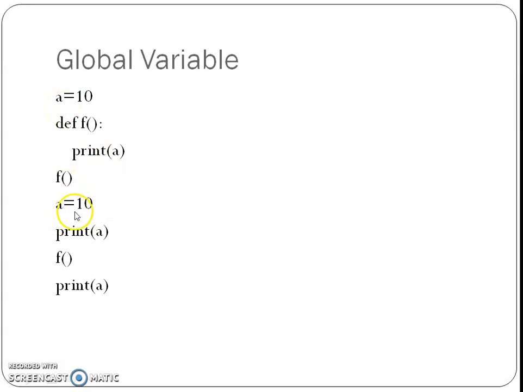Now if I try to make a change, although it is being changed with the same value, if I print a, it will print this last updated value of a. If we call this function f, it will also access the last updated value of a. Again print a, last updated value of a.